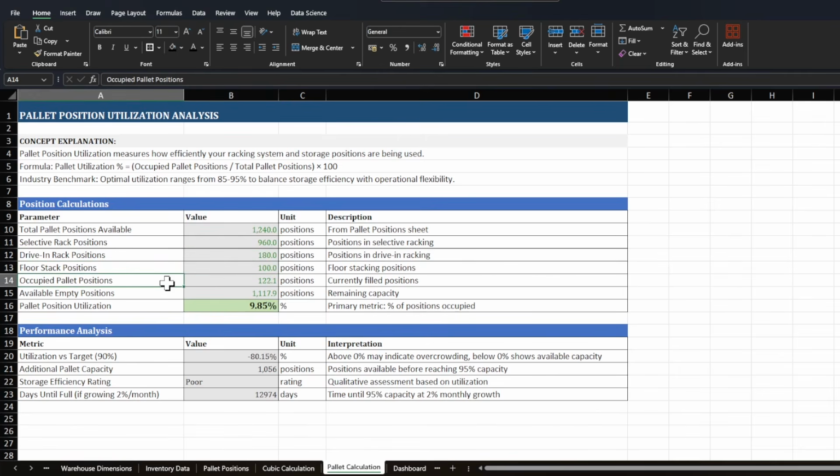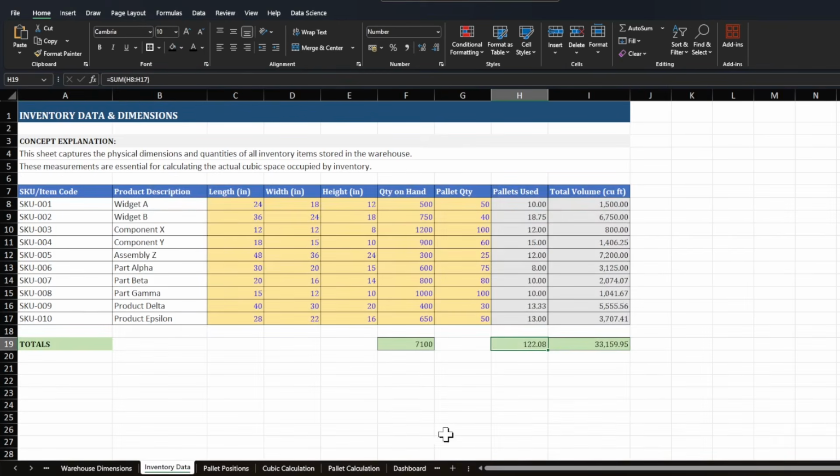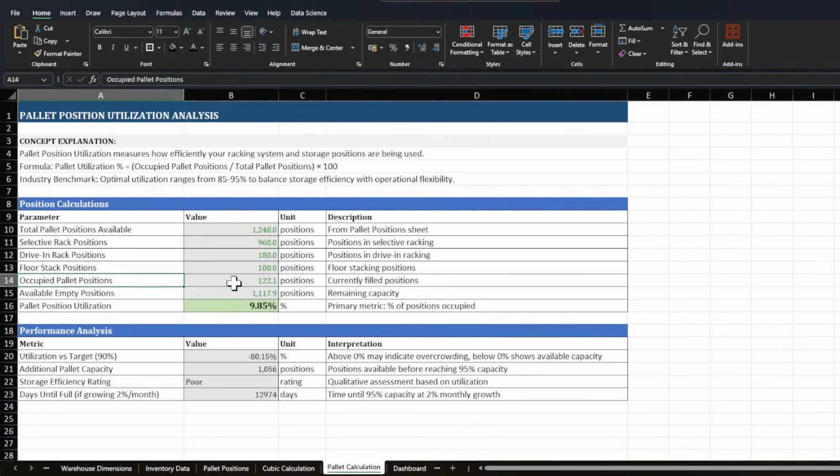Now, how many occupied pallet positions are there? Which is 122. These are coming from our inventory sheet, which is this one. If you subtract this number from the total pallet positions, you will get this 1118. And then you can check the pallet position utilization if you divide the occupied by the total, which is 9.85% here. So there is again some performance analysis available and there are certain metrics to it.